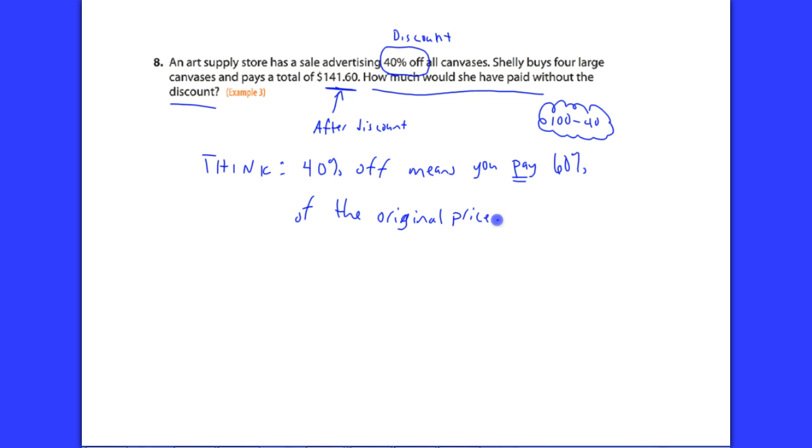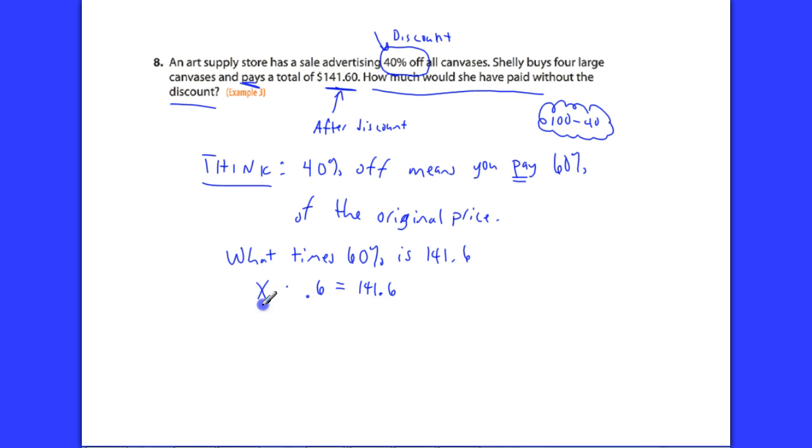Now that, to me, makes this question a lot easier, because now you can just think, well, what times 60% is equal to 141.60? Now you see the phrasing there compared to how we did those questions earlier. So some variable x times 60%, which is 0.6, is equal to 141.60. Because see, they didn't tell me the original price either. They only told me the discount was 40%. They told me what I paid.